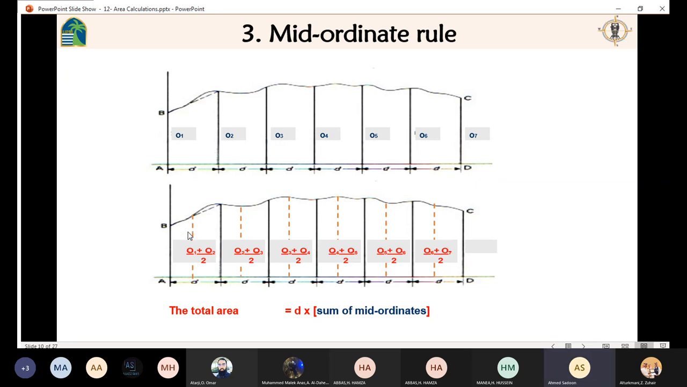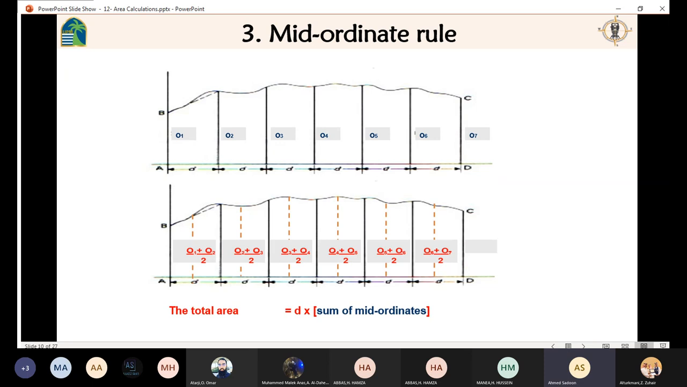So we call this mid-ordinate for the first section. Also, I need to determine the mid-ordinate for the second section. It's going to be O2 plus O3 over 2. Here also, I'm going to determine the mid-ordinate for this section and so on. So in this method, I'm going to determine the mid-ordinate for each section.